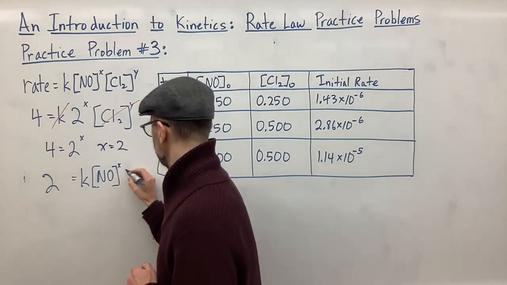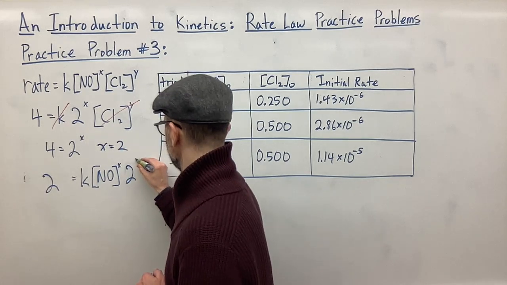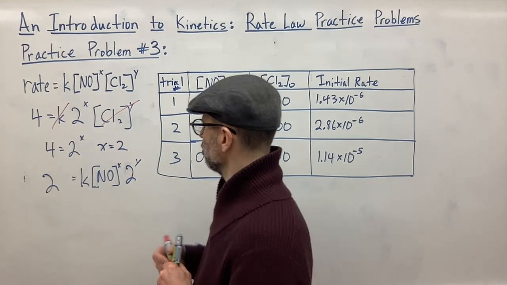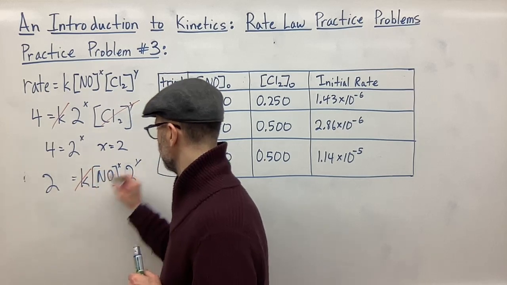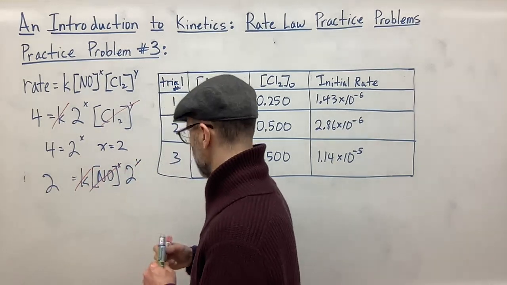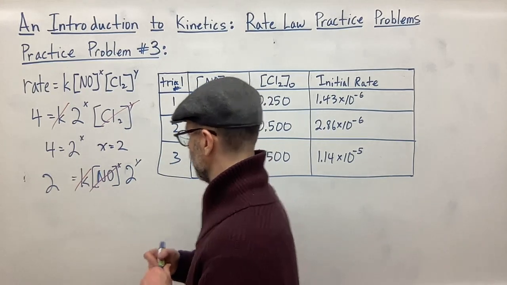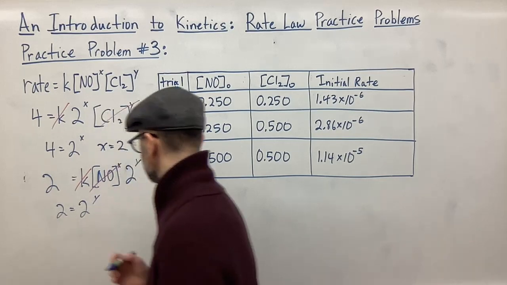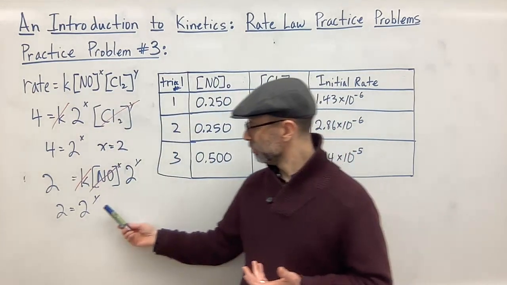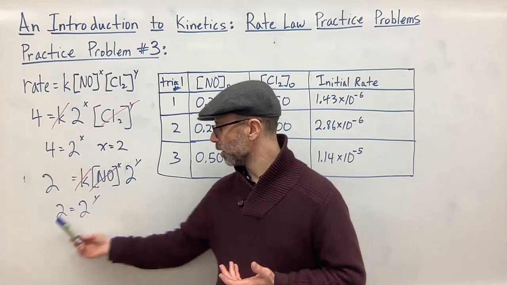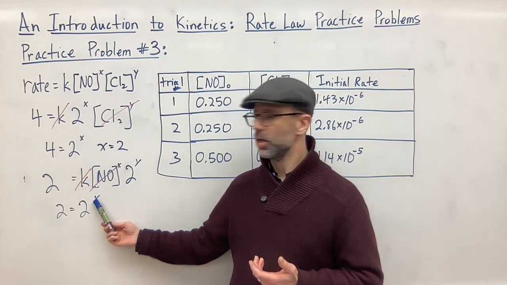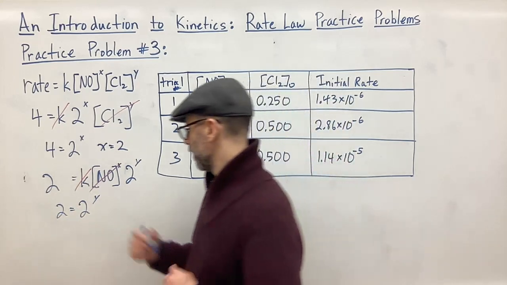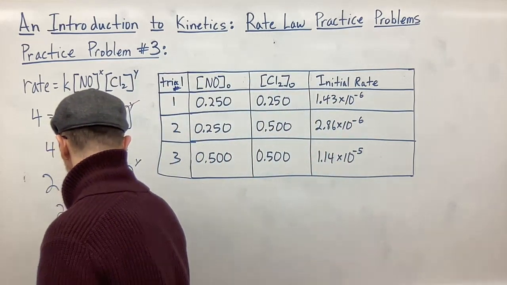And chlorine also doubles, so that's going to be 2, and that's going to be to the Y power. And again, since K is constant, and the NO concentration is constant, we get 2 is equal to 2 to the Y power. So again, what 2 to what power gives us 2? Well, that's going to be the power of 1. So 2 to the 1 power is 2, so Y is 1. So Y is equal to 1.